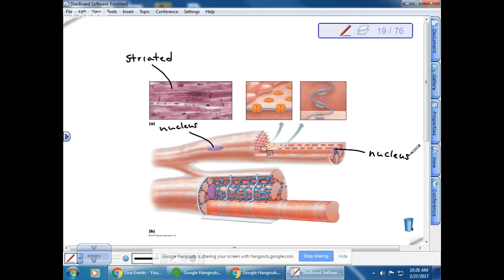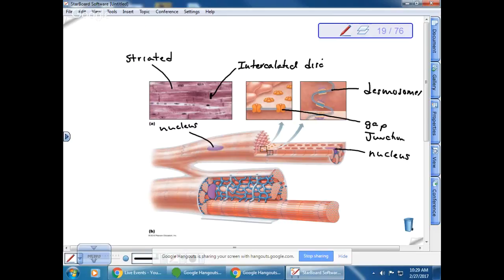Okay. So this is the intercalated disc. Here you can see it in the picture. So this is my intercalated disc, and it is made up of these, which are called the desmosomes, and these, which are called the gap junctions. And so what do you think these little round objects here would be? We mentioned it before, there are organelles inside the cytoplasm. These are the mitochondria.